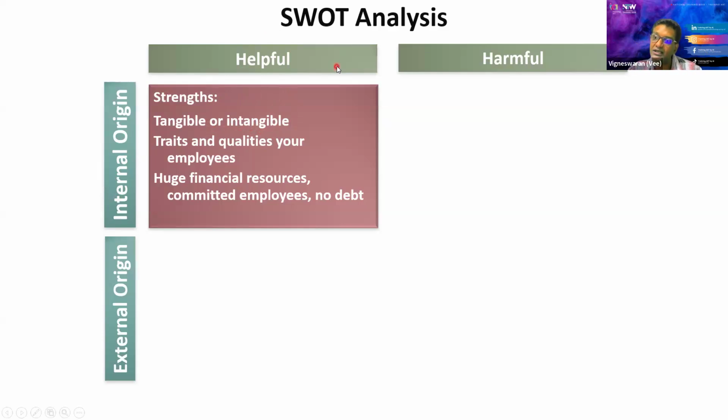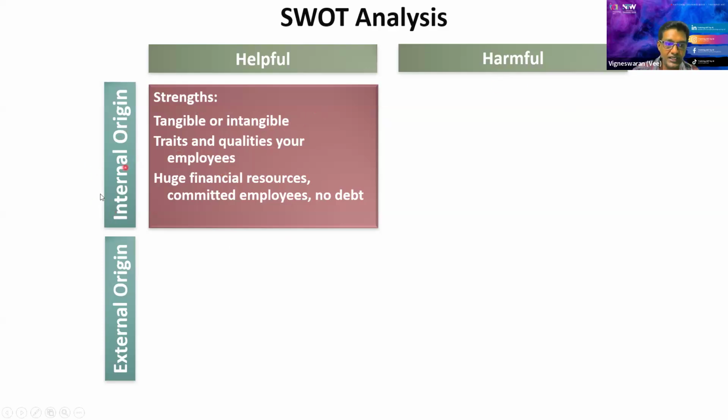Let's say I've got a large number of hardworking staff. That's an internal thing and it's very helpful. So as I said, traits and qualities of your employees, for example, hardworking, intelligent, creative, innovative employees, all that. And for example, if you have huge financial backing, say a company like Microsoft, Google, or Amazon, these companies have a huge amount of money. For example, there was OpenAI. You all have used ChatGPT before. So what did Microsoft do? Microsoft became a very large shareholder in that company. The moment they have a lot of cash, they can invest in a company and they can also use or adopt that technology. So all these are internal origin.